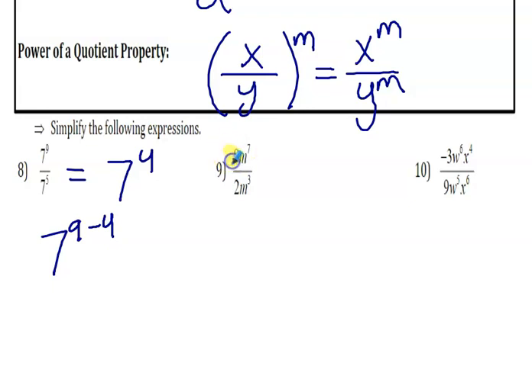Coefficients are separate from our actual powers, our bases. So I have 8 over 2. I would just divide as such, which would become 4. And now let's look at that power. So I have m to the 7th and m to the 3rd. So what's 7 minus 3? M to the 4th. So you want to separate the coefficients and all of the powers, because then they're each separate.